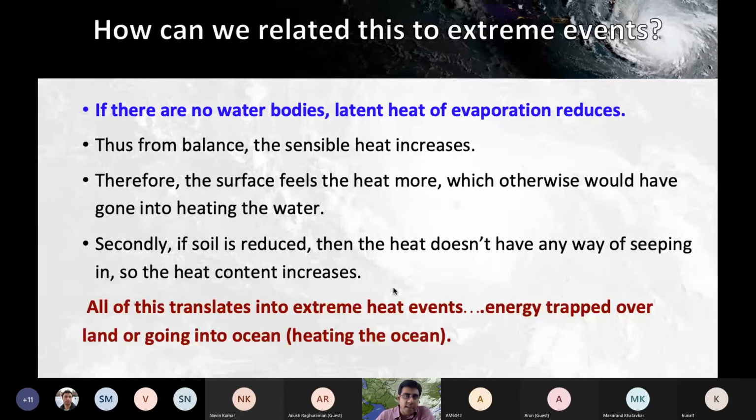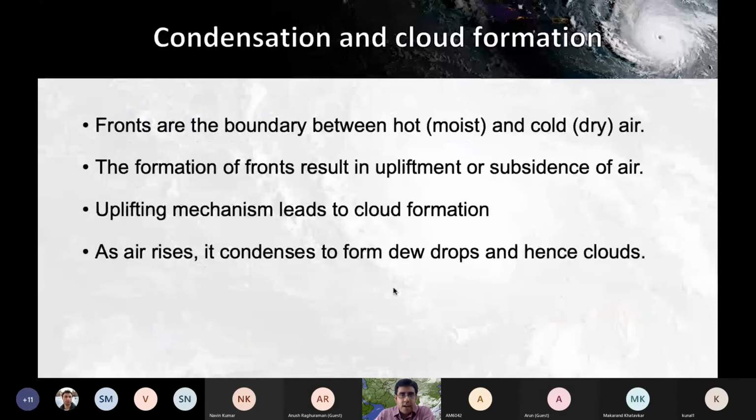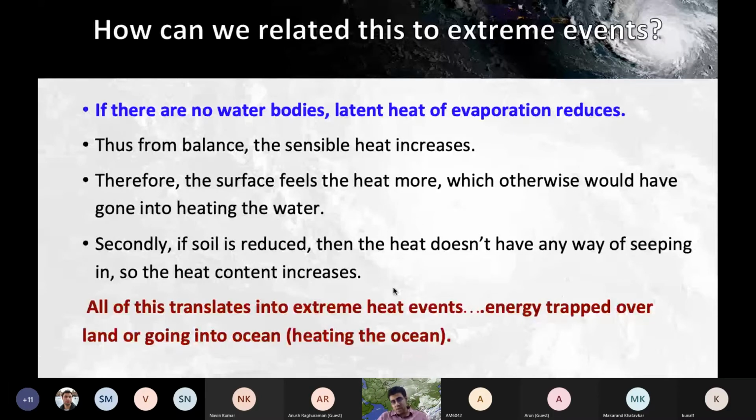That's the simple explanation for the increase in extreme events and extreme rains. When the ocean heats up, the ocean will provide more energy to the atmosphere, and more energy means more moisture. More moisture means more intense cloud formation and intense rain events. So I just wanted to complete this.